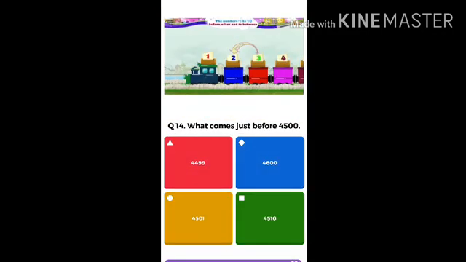What comes just before 4500? To get the number just before, we can subtract 1 from the given number. So 4500 minus 1 is equal to 4499.